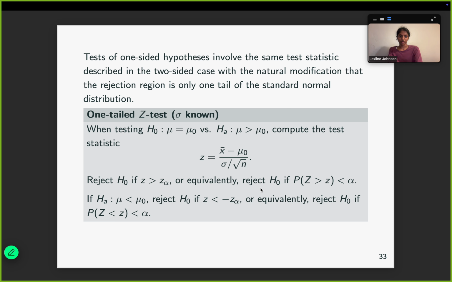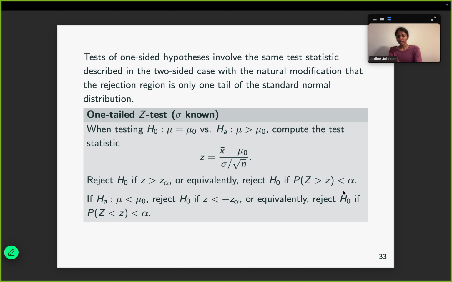Tests of one-sided hypotheses have the same test statistic, except the only difference is that our rejection region is only one tail of our distribution. If our alternate hypothesis is that our mean is greater than this value, then we compute the same test statistic, but we reject our null hypothesis only if z is greater than z alpha, or if the probability of z being greater than our test statistic is less than our alpha value.